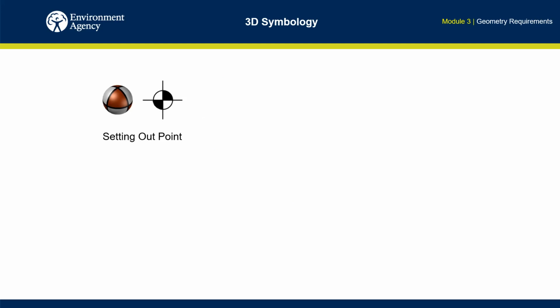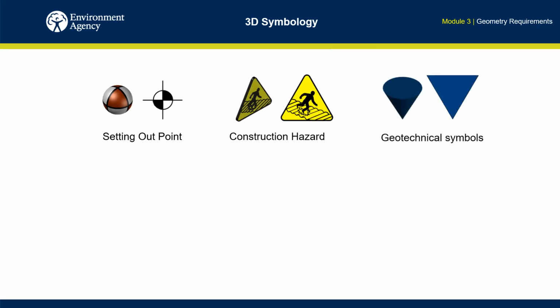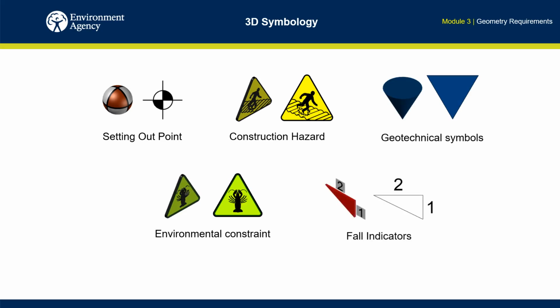3D model versions can cover various aspects and disciplines, including items such as setting out symbology, construction hazard symbols, geotechnical ground investigation symbols, environmental constraints and habitat identification symbols, and general model information such as gradients and falls.